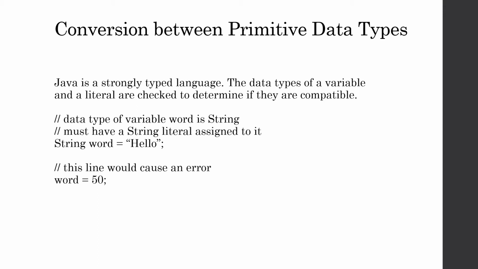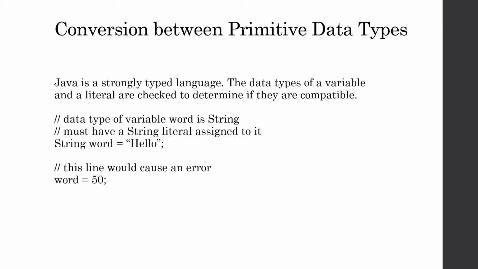The problem is if maybe at some point later we want to assign a new value to it. So we've got some new line later where we're trying to assign a numeric literal, say like 50, to it. This will not work. This will actually give you an error because these two things are not compatible with each other.